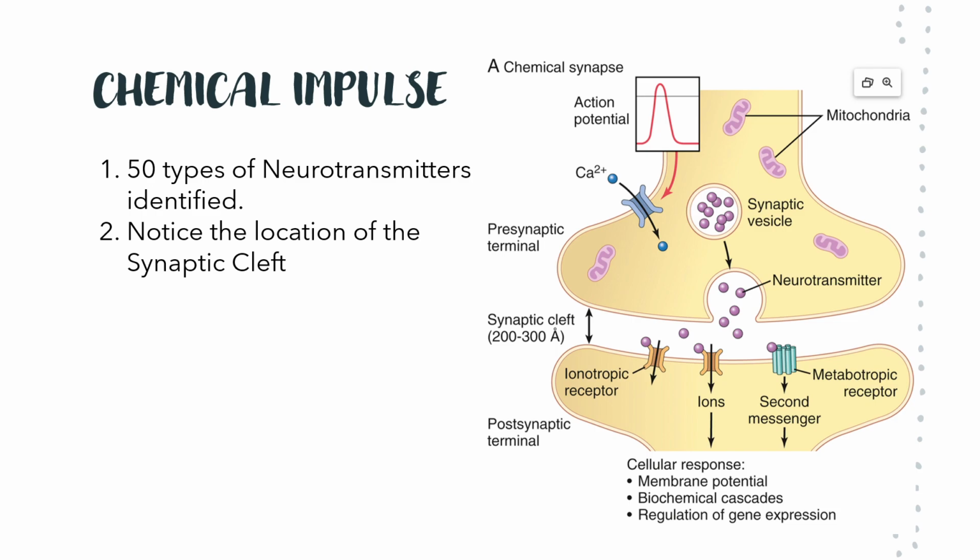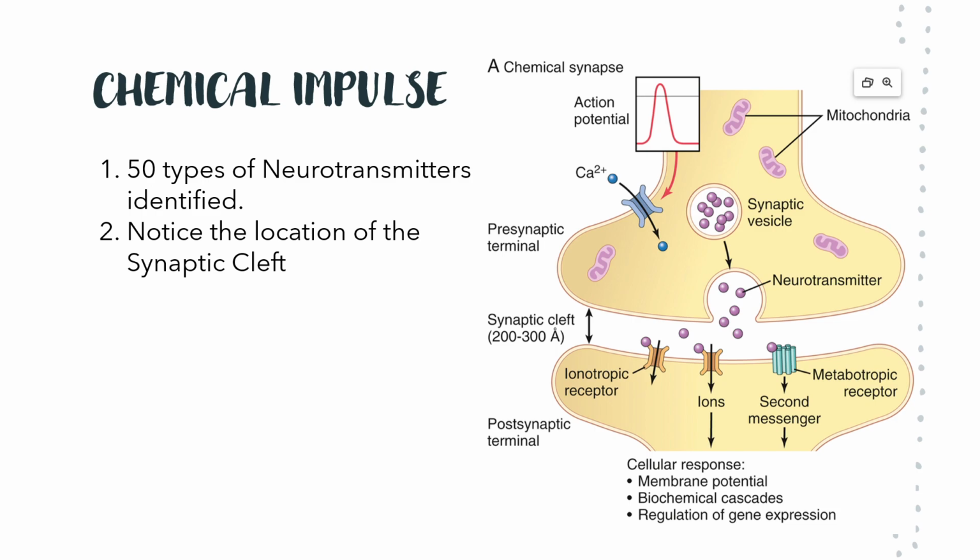So this is a picture of a chemical impulse. So this chemical impulse transmits neurotransmitters. Neurotransmitters are only in the brain. Okay, instead of transmitting ions, now they transmit chemicals which are called neurotransmitters. So far, scientists have identified 50 different types of neurotransmitters.